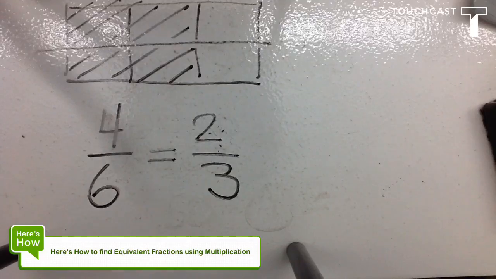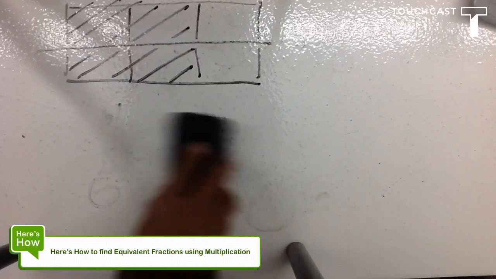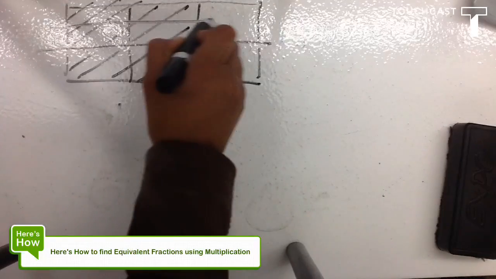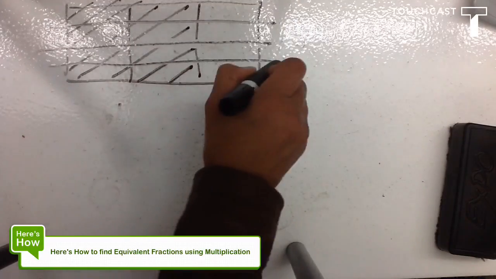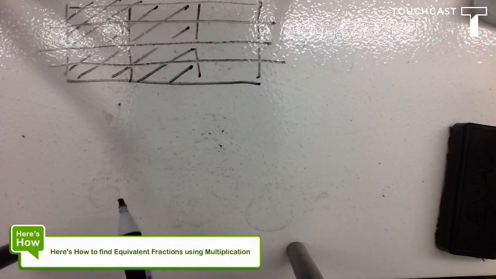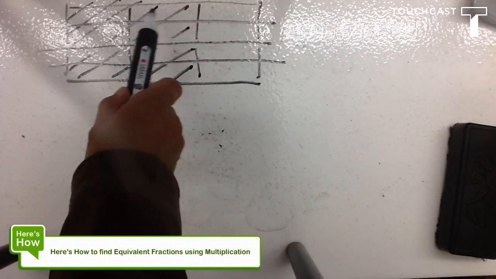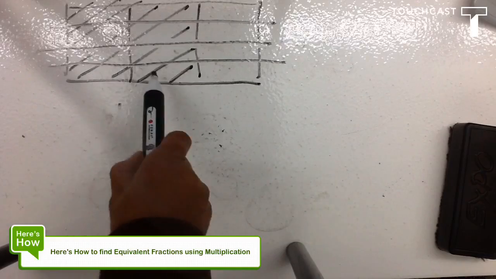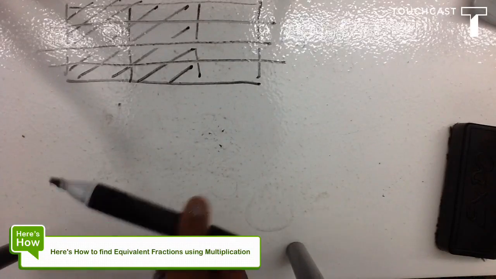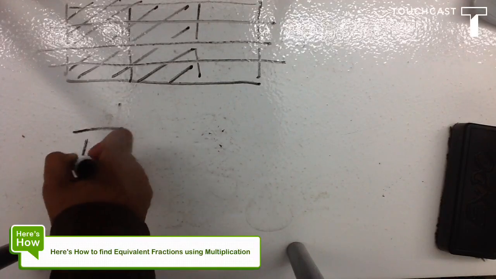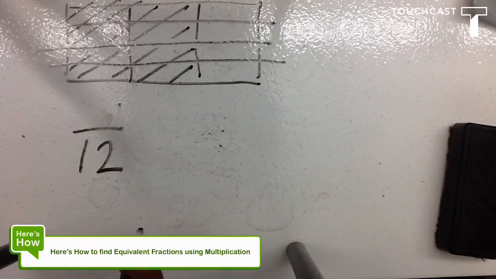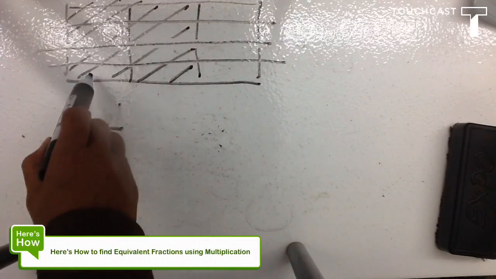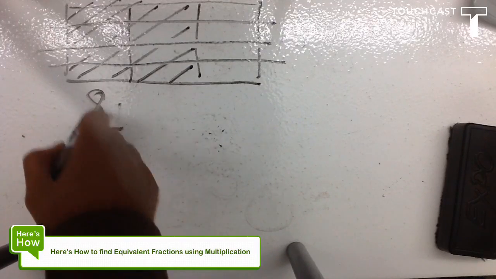Let's try something else. I'm going to erase these fractions though. What if I split this rectangle into more pieces? I'm going to draw 2 more lines. Now you can see that my rectangle has 1, 2, 3, 4, 5, 6, 7, 8, 9, 10, 11, 12 pieces, so my denominator is going to be 12. How many pieces are shaded now? 1, 2, 3, 4, 5, 6, 7, 8 pieces shaded.